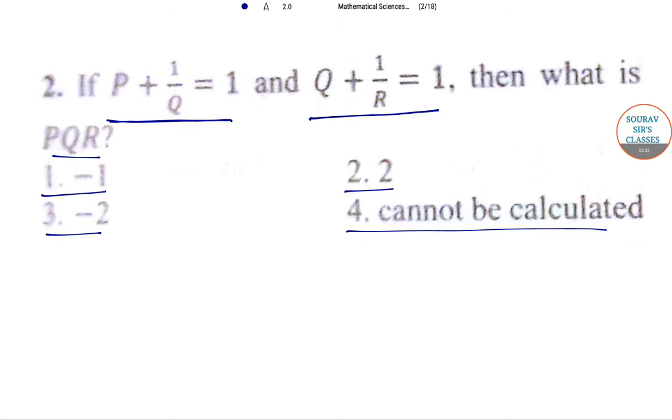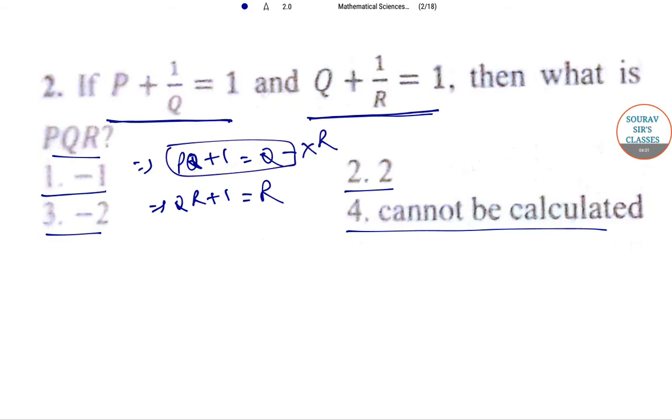Now, since p plus 1 by q is equal to 1 and q plus 1 by r is equal to 1, from here we have pq plus 1 is equal to q and qr plus 1 is equal to r. Now multiplying this whole thing by r, we get pqr plus r is equal to qr.